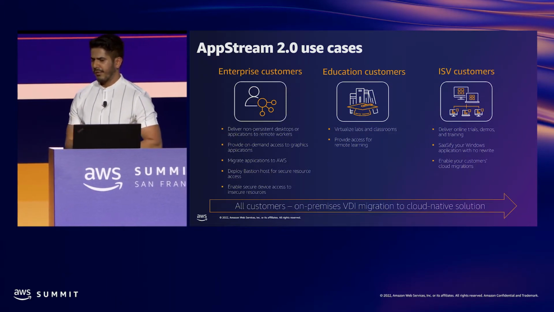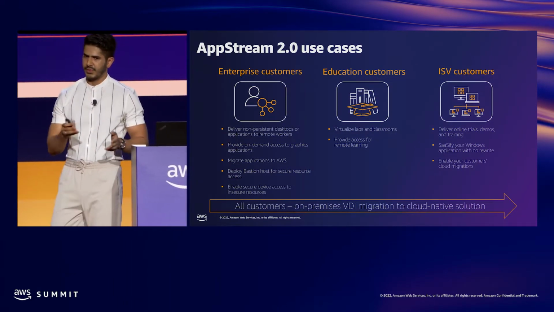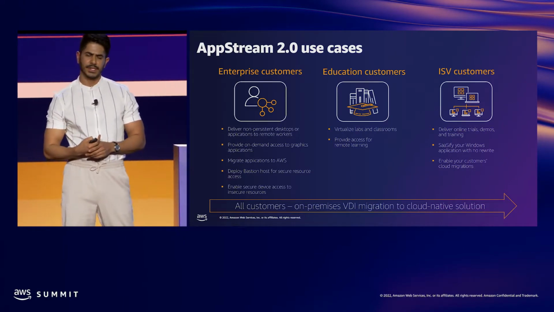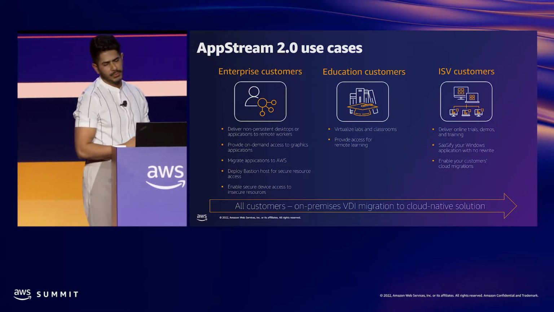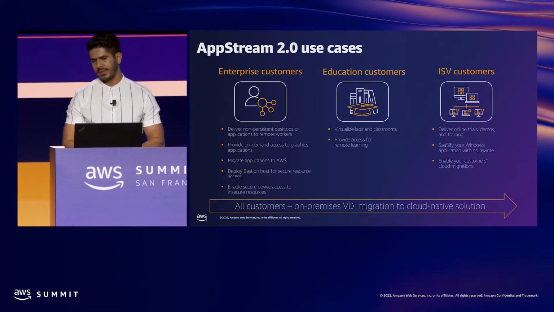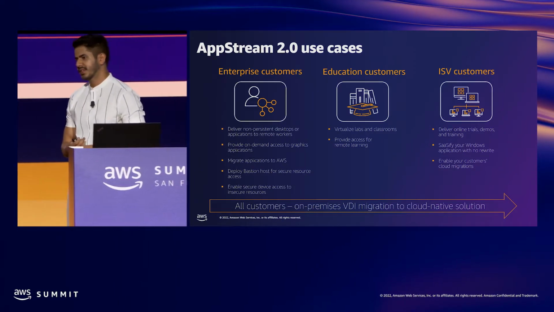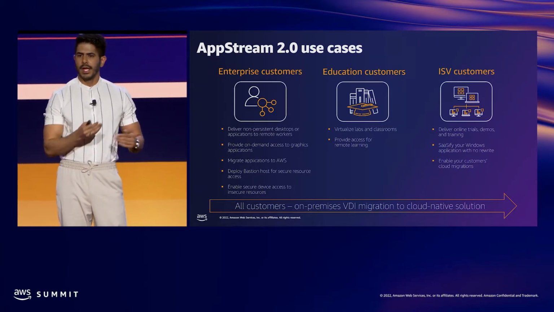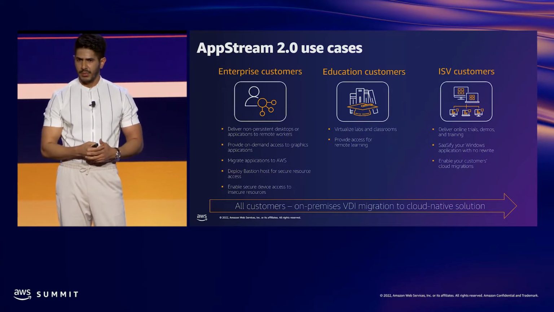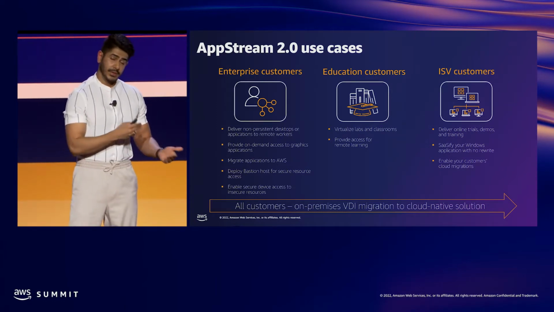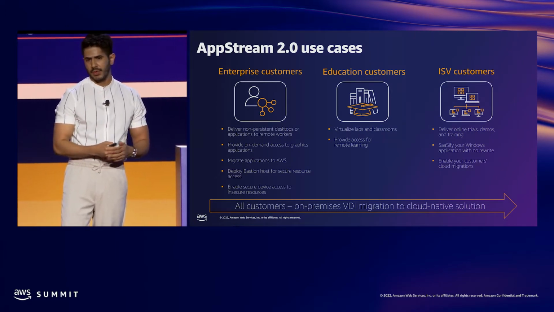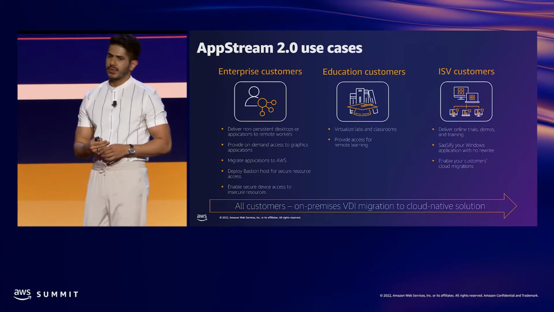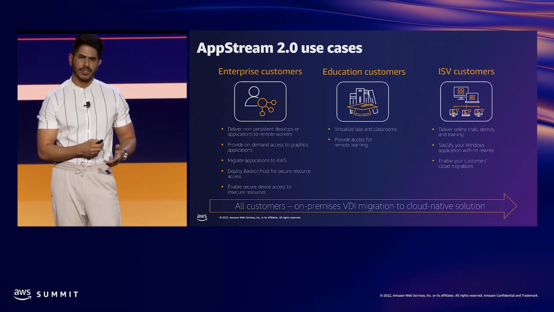So I've kind of separated the use cases in three different sections. We have also found other use cases industry-wide, but the three most common ones that we found were with enterprise customers. Enterprise customers have been using it for an on-premises VDI migration, where they were managing their own on-premises VDI and migrated to AppStream 2.0 just to reduce that administrative management overhead.